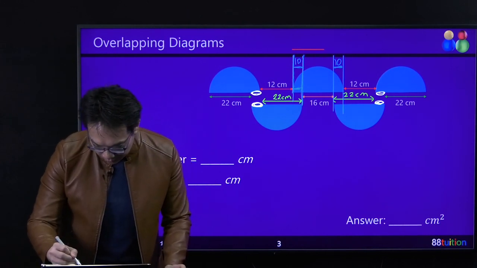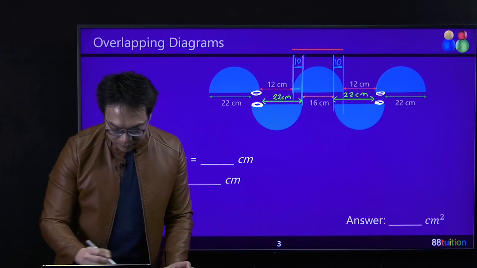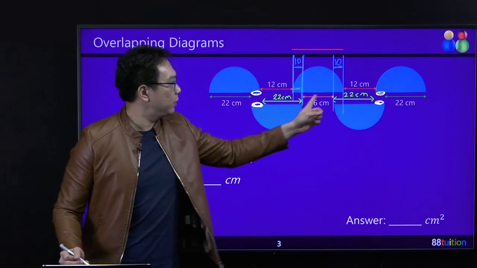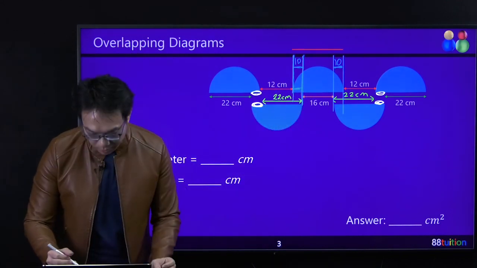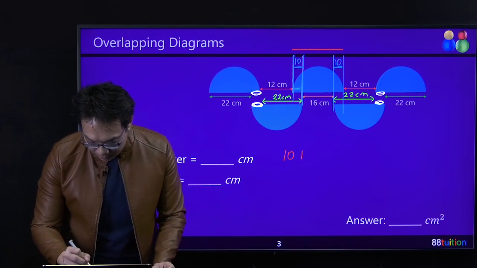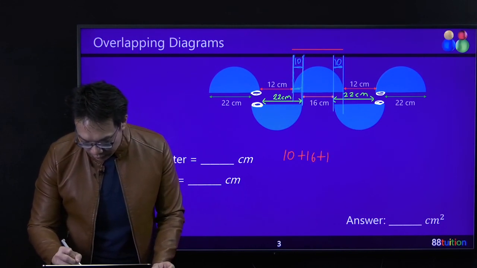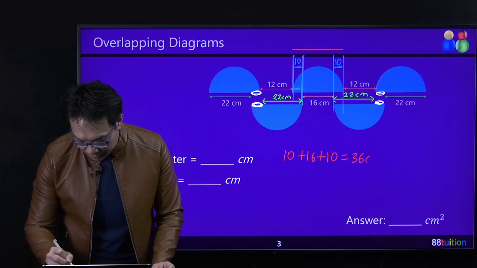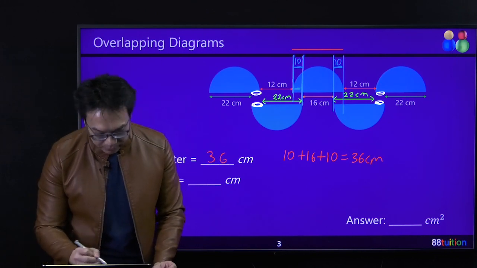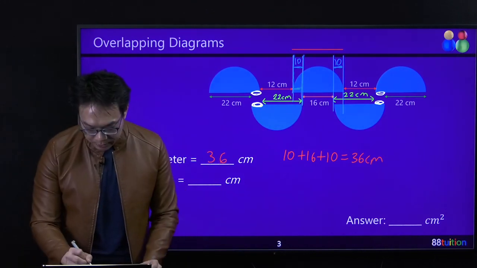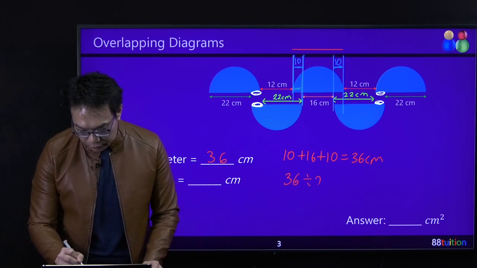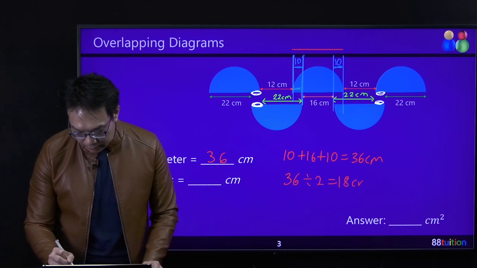So diameter from here to here. So the entire diameter will be what? 10 plus 16 plus 10, no? So diameter will be given as 10 plus 16 plus 10. That will give you 36 centimeter. Lock it in as 36 centimeter for diameter. Radius will be 36 divided by 2 to give you 18 centimeter.